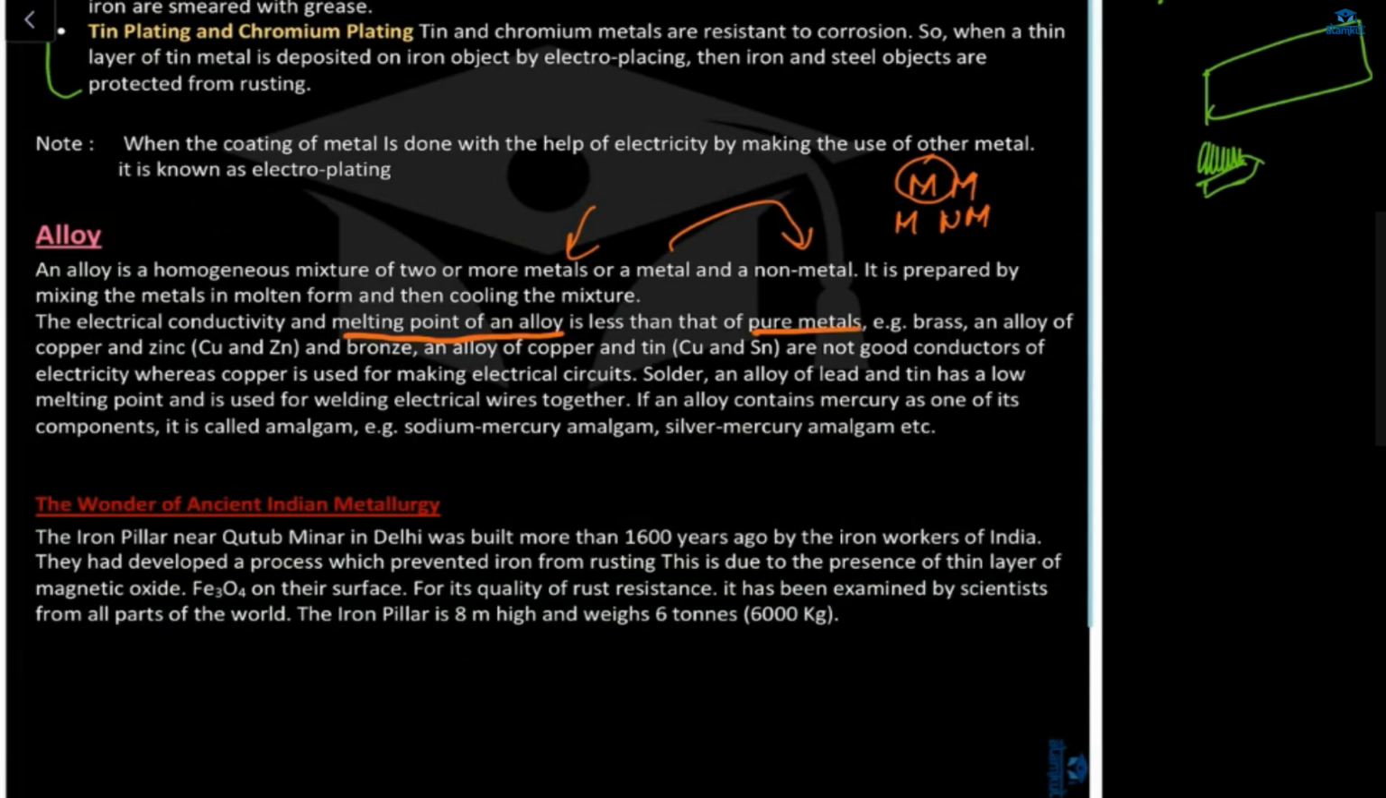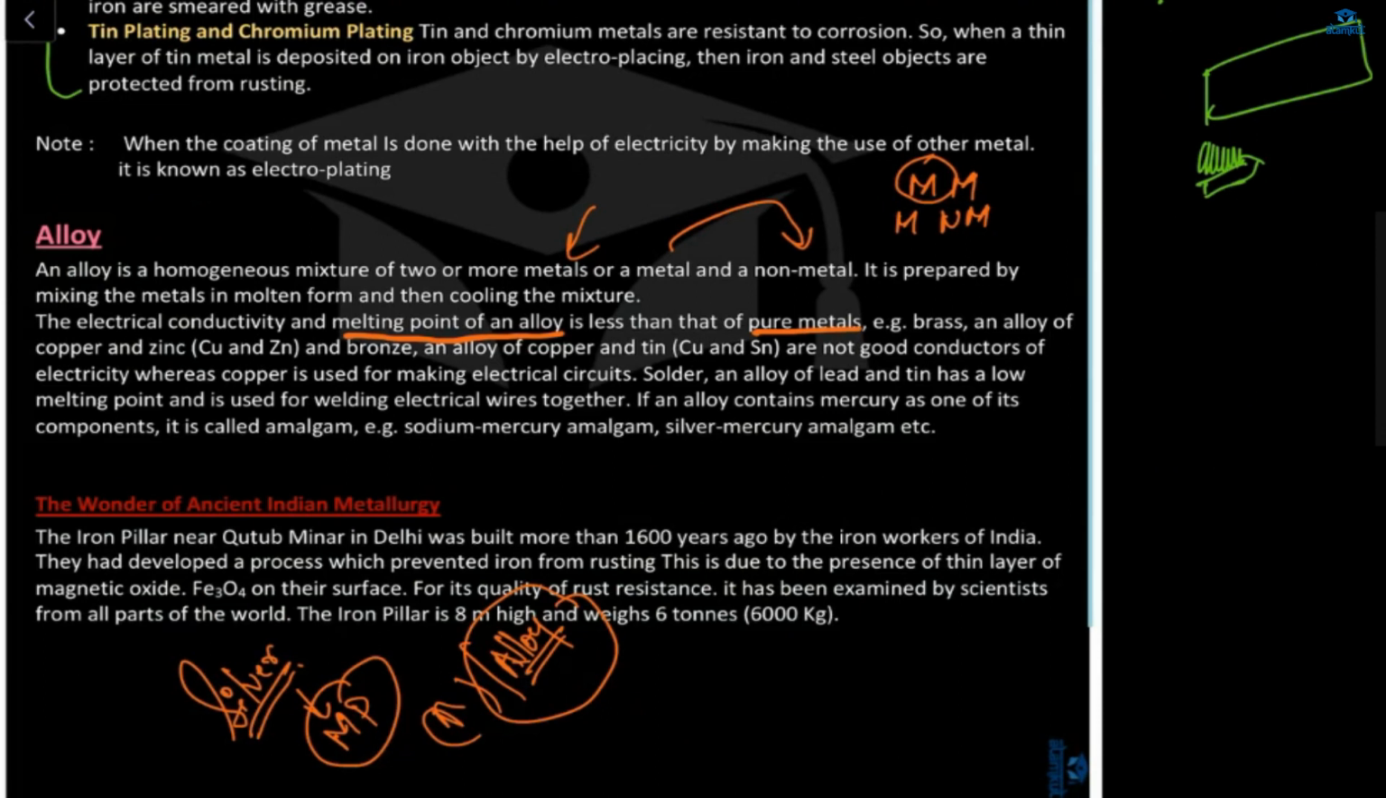So basically, let's say silver. Silver is a metal, but the melting point of silver is higher than the melting point of an alloy. Why? Because alloy is a mixture of metals, but silver is a pure metal. So that's why alloy has a lower melting point than a pure metal.